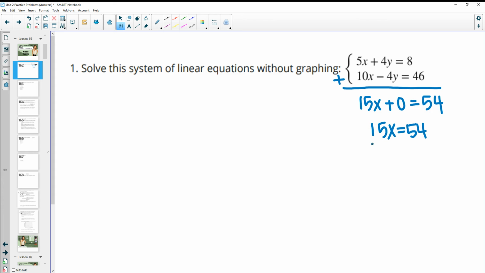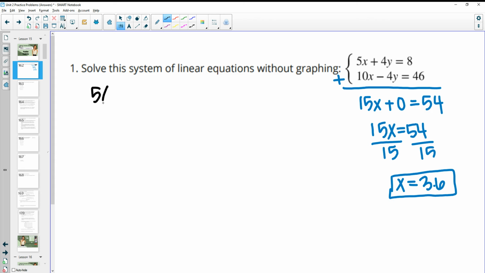So then you will divide both sides by 15 so that you get down to just 1x, because 15x divided by 15 is just 1x. 54 divided by 15 is 3.6. So then you find out that x equals 3.6. Once you have the x variable, or one of your variables, solved for, then you go back in and plug it into an equation. Doesn't matter which equation.